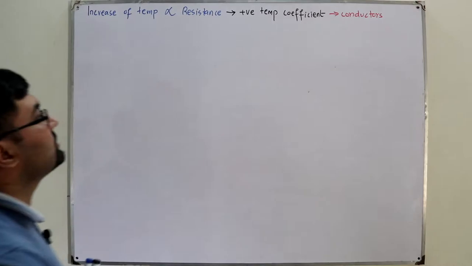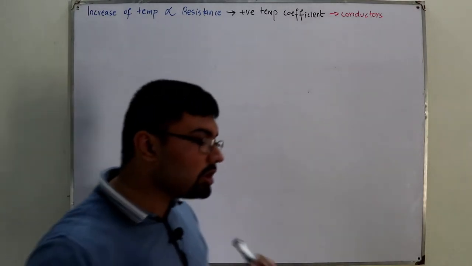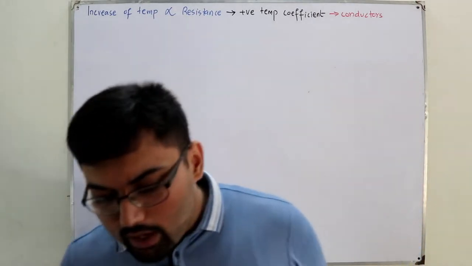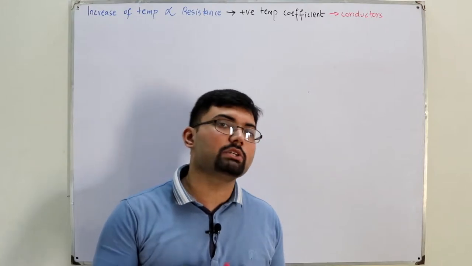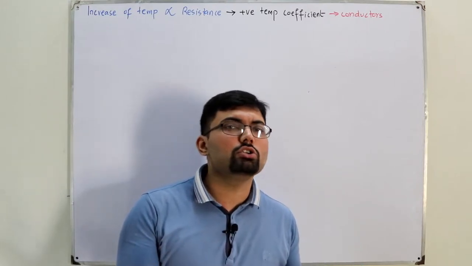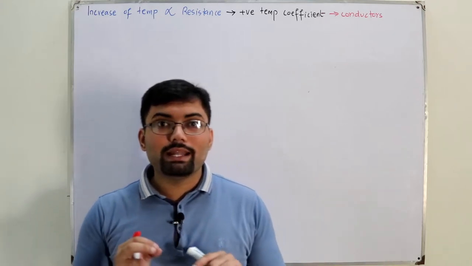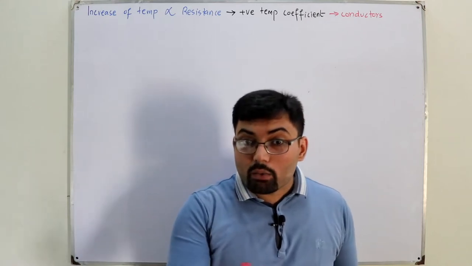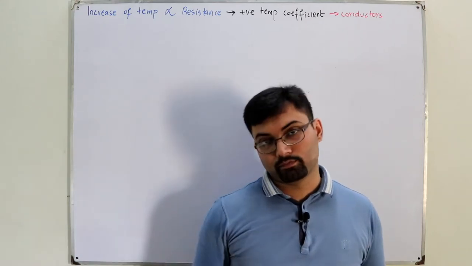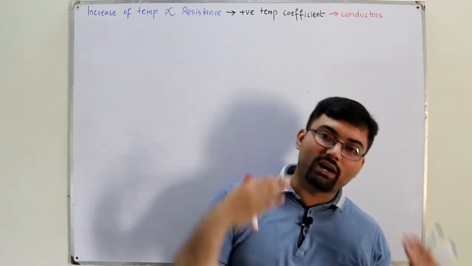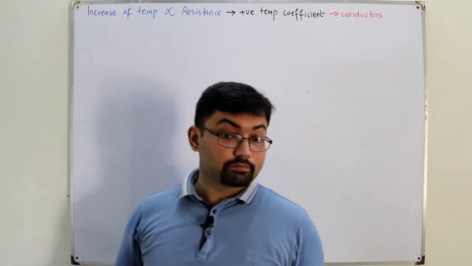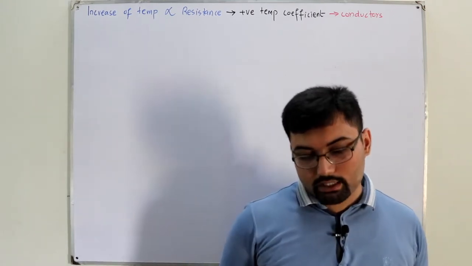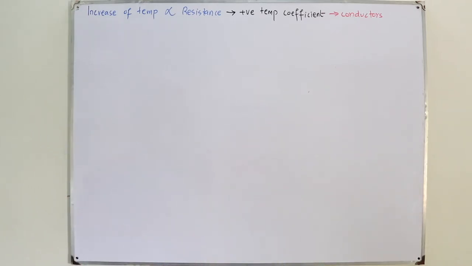Fine. And why is this? The reason is that conductors already have free electrons present. Yes, you know this. Now what happens when you apply heat to it, when the temperature is increased? There are no more electrons to become free, whereas the already present free electrons would gain energy and they would start vibrating at a greater speed. This vibration would further limit the flow of current through it. Fine. So this is what it means.